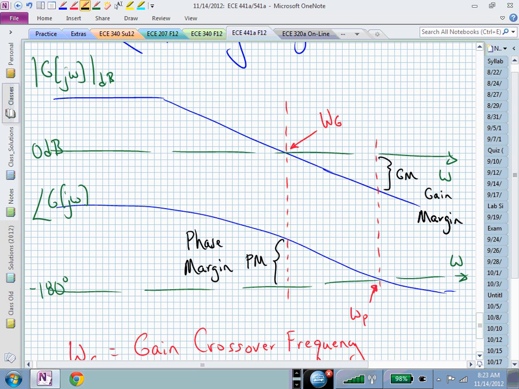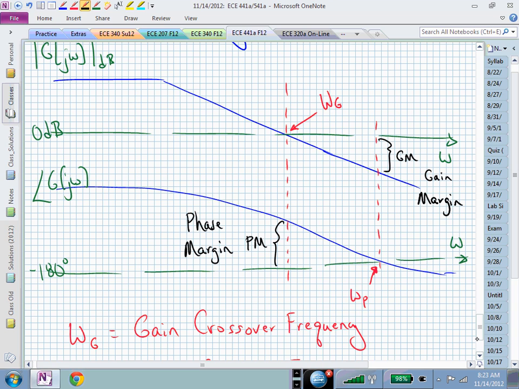Now, what can we say about the gain crossover frequency omega sub g? Can we relate that to anything else that we might have in a system's behavior? If I move that gain crossover frequency to a smaller frequency, what would that tell me about my system's behavior in the closed loop? Does that tell me anything?